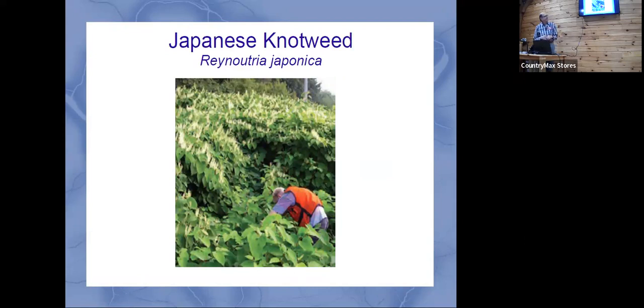Japanese knotweed. This one was introduced from Asia as an ornamental in the late 1800s. By the 1930s, people realized it was invasive. I point out there's a person there, and the knotweed is over the top of his head. This one gets quite big. It spreads through rhizomes on the ground. This is another one you can try digging, but it's very hard because the smallest piece of root left will resprout.